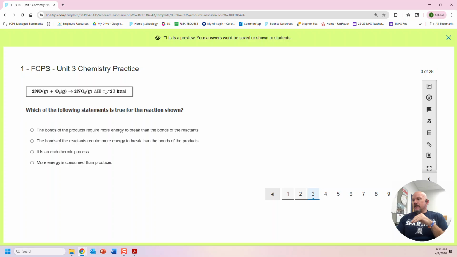they get the answer wrong. When you break bonds, that requires energy, right? Bonds are attractive forces between atoms that are holding them together. They're attracted to each other. That's what a chemical bond is, right? We have covalent bonds, we have ionic bonds, we have metallic bonds, but it's a force of attraction. To break that attraction requires energy.